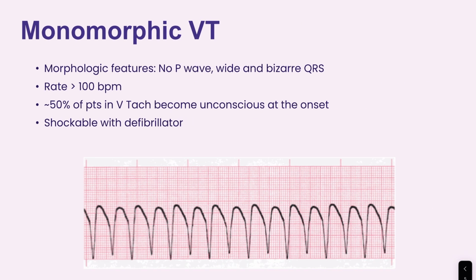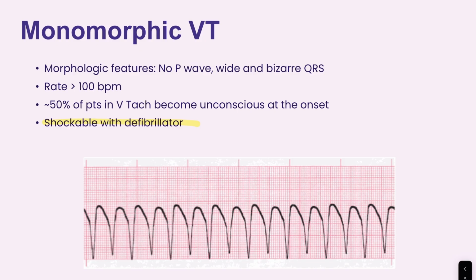Okay, we have monomorphic ventricular tachycardia. Our morphological features here: no P wave, wide and bizarre QRS. Our rate is going to be greater than 100. Roughly 50% of the patients in VTach can become unconscious at the onset, and this is shockable with a defibrillator.